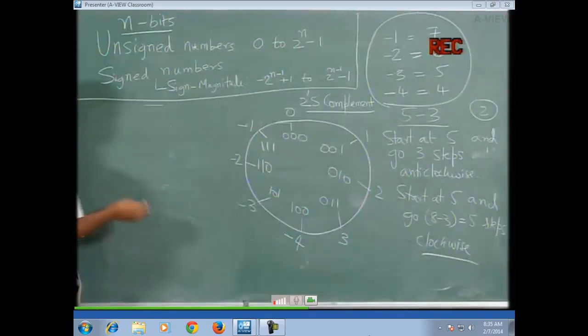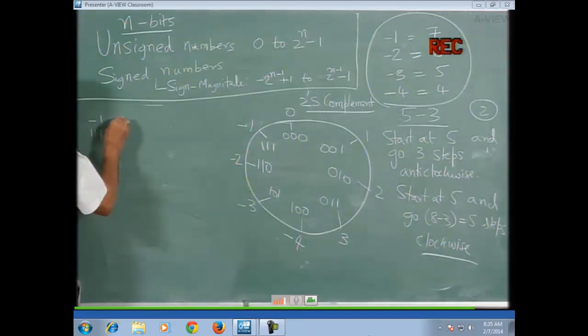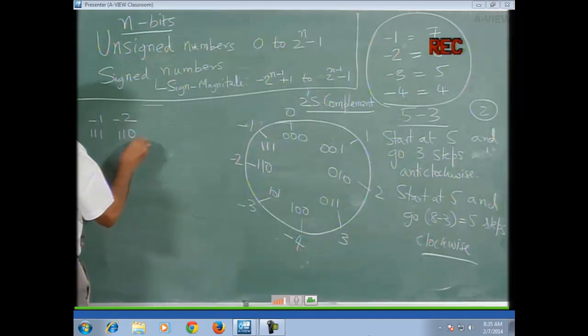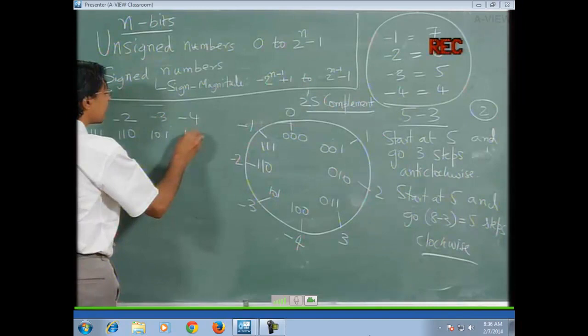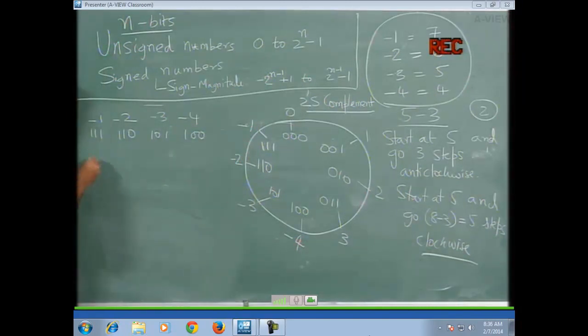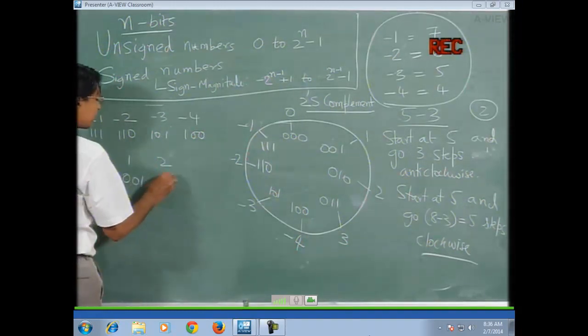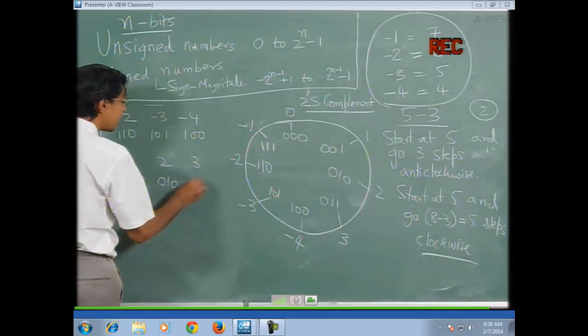So in the 2's complement representation, let us take 3 bits. Your -1 is represented as 111, your -2 is represented as 110, -3 is represented as 101, -4 is represented as 100. Your 0 is represented as 000, 1 is represented as 001, 2 is represented as 010, 3 is represented as 011.